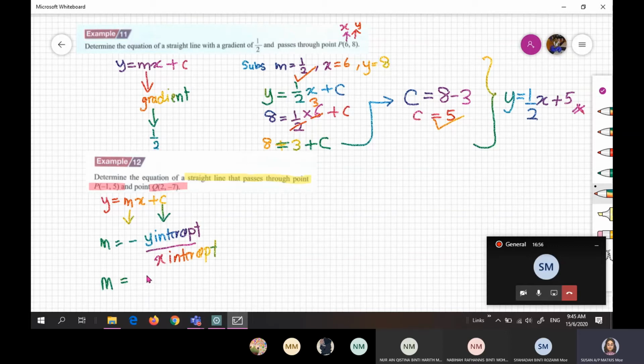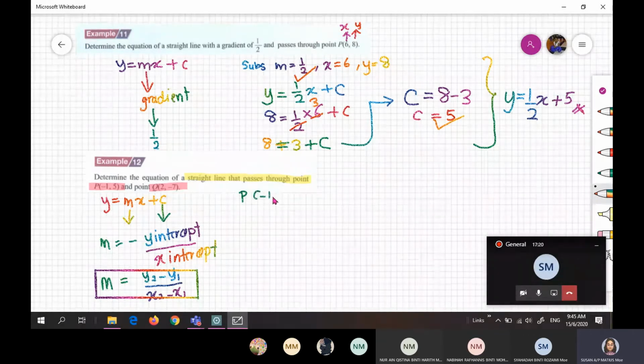Okay, so how do you use the formula now? It will be y2 minus y1 divided by x2 minus x1. So now we are going to use this formula, because this is more relevant in this question. So let's look at P, negative 1, 5. And Q you have as 2, negative 7.